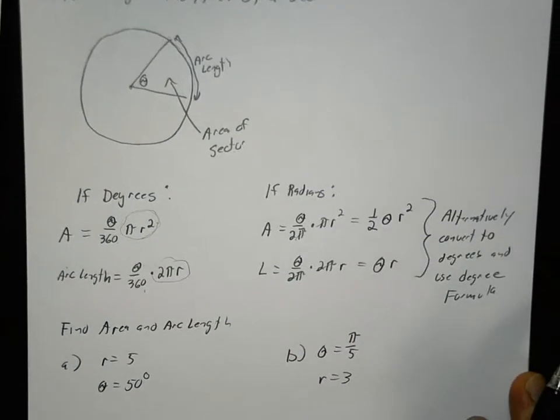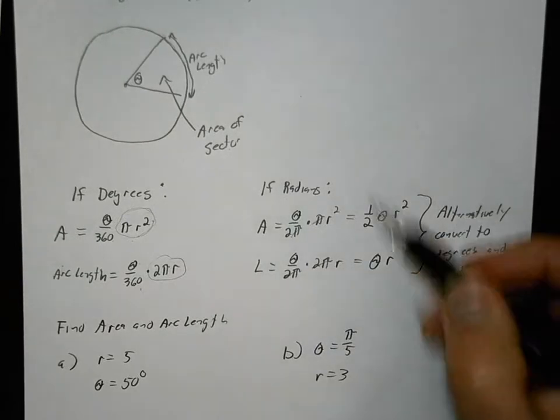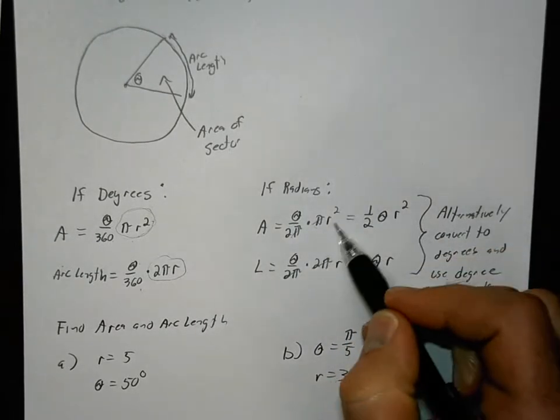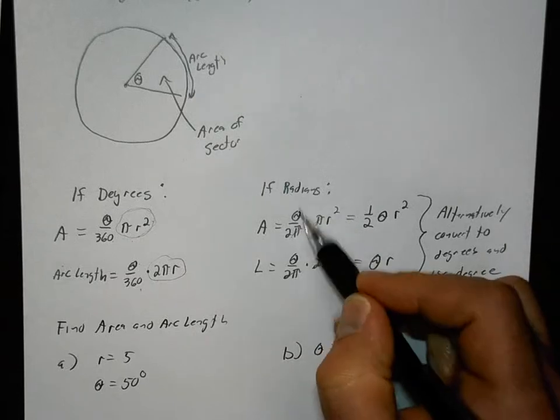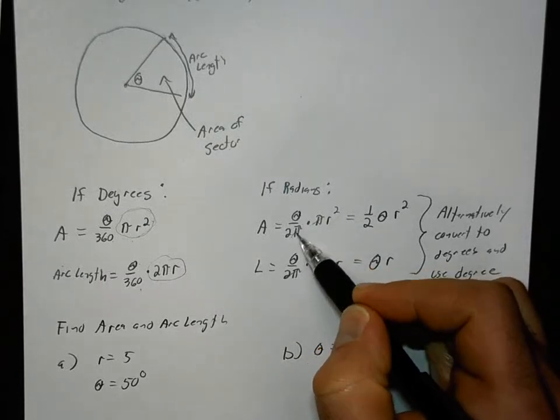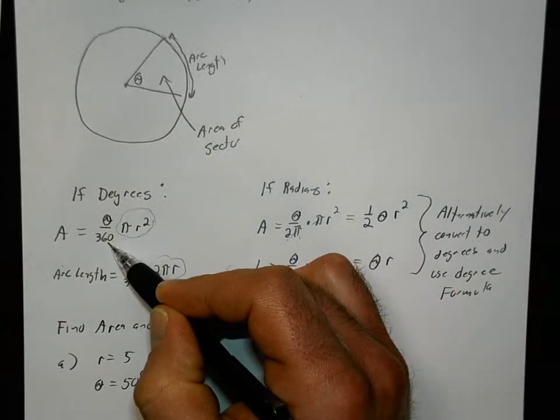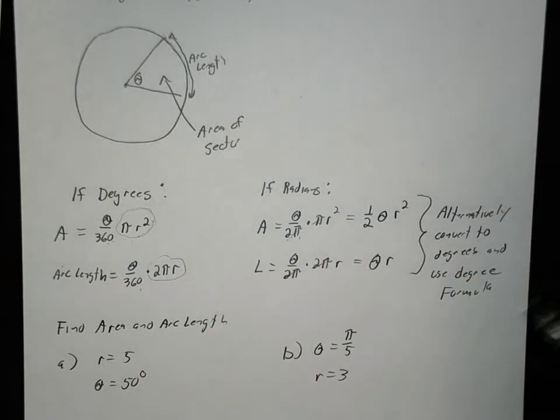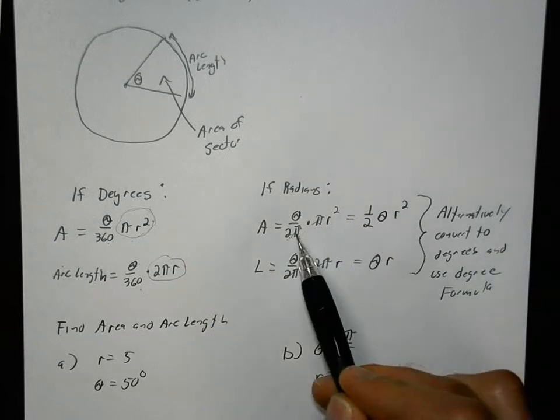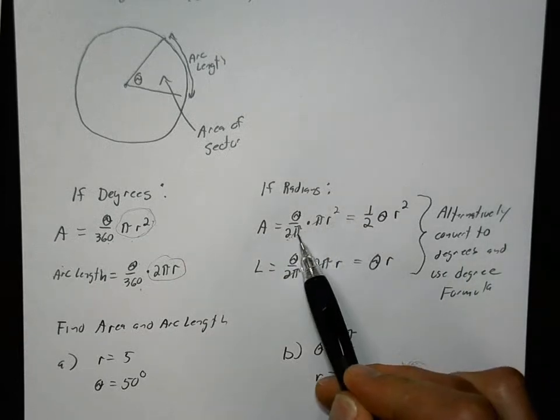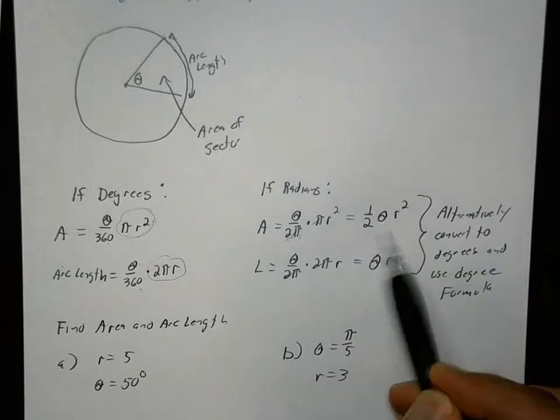Okay, if we're in radians, we do the same thing. The only difference is we multiply pi r squared times the radian measure over 2 pi, because 2 pi is equivalent to 360 degrees, the distance around that circle. Now when I do that, this formula actually simplifies. The pi's cancel, so I end up getting this formula. And that's in your book as well.